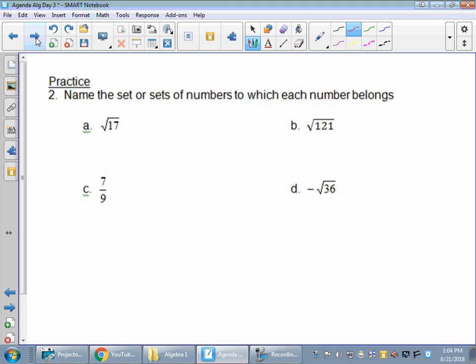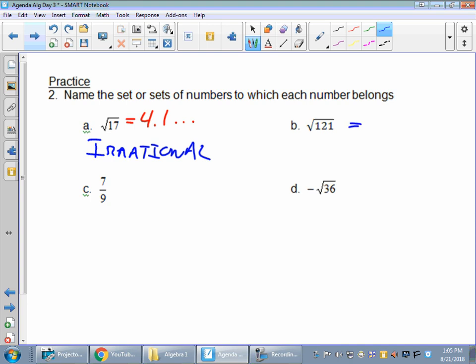Okay, so square root of 17. If you punch this in your calculator, you're going to get 4.1, and I'm just going to go dot, dot, dot. That's going to tell me that those decimals go on and on forever, and they don't repeat. So simple enough, you should know right away that that's an irrational number just because it has a decimal that goes on and on forever and doesn't repeat. So irrational.